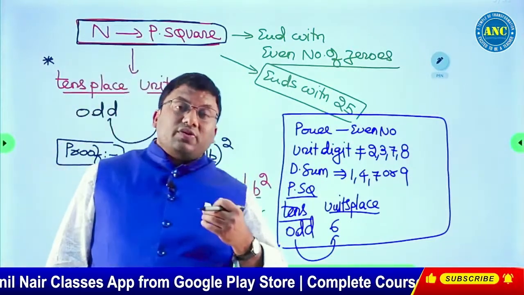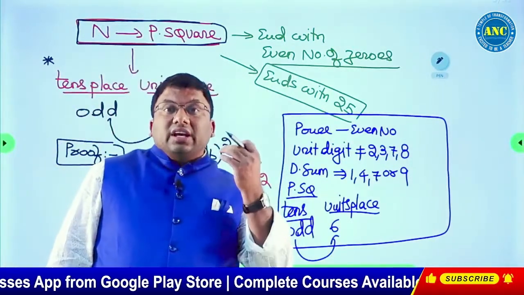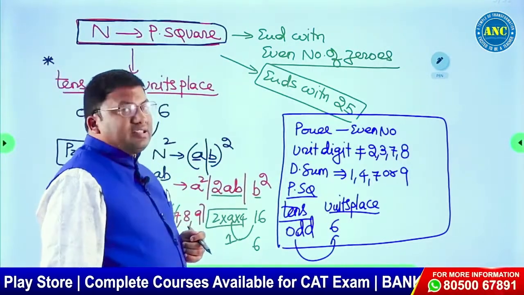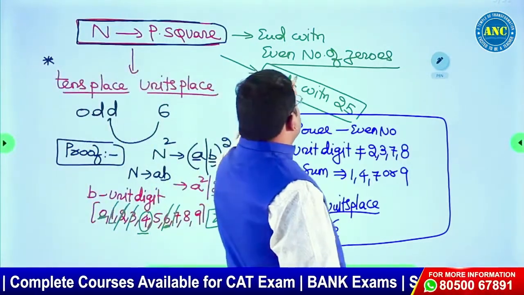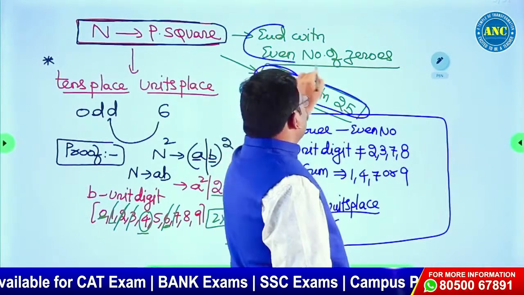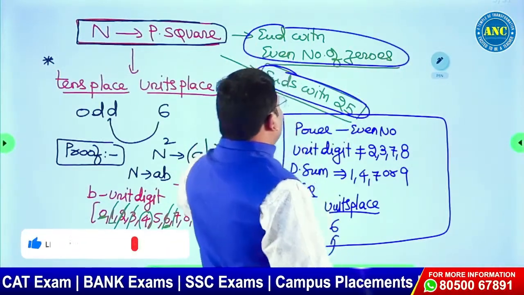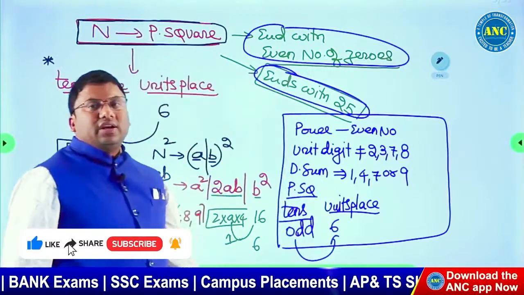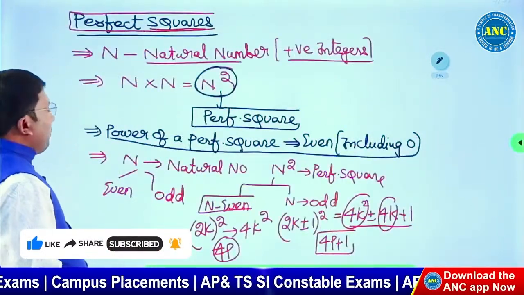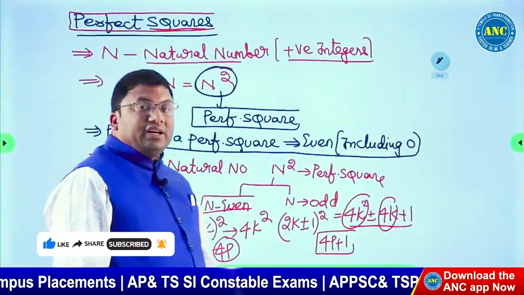A perfect square always ends with an even number of zeros. A perfect square always ends with 25. These are the other 2 important key points. I hope each and every concept is clear.